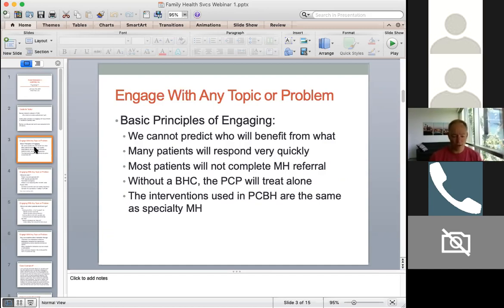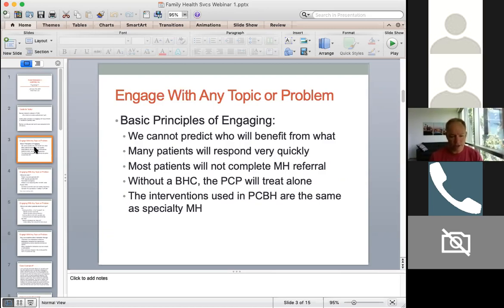One is that we can't predict who's going to benefit from what, right? We just unfortunately don't have that ability to know when a patient walks into your office as a BHC if they're going to benefit from your service, if they're not going to benefit from your service, if they're going to benefit best from specialty mental health or something else. We don't know. We don't have any ability to predict that, and to the extent that you think you can predict that, you're wrong.